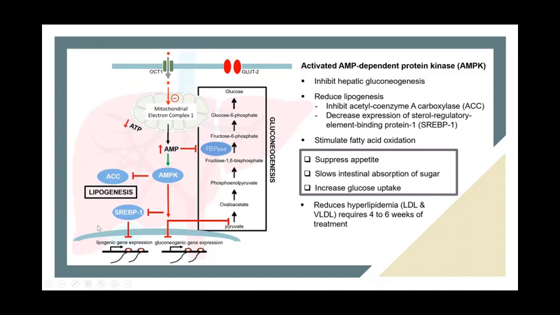Metformin is the only oral agent shown to reduce cardiovascular mortality. It can be used in combination with other oral agents and insulin. As a consequence of metformin blockade of gluconeogenesis, the drug may impair the hepatic metabolism of lactic acid, which will cause lactic acidosis. Besides that, metformin is able to suppress appetite, slow the intestinal absorption of sugar, and increase the glucose uptake by the liver and adipose tissue.